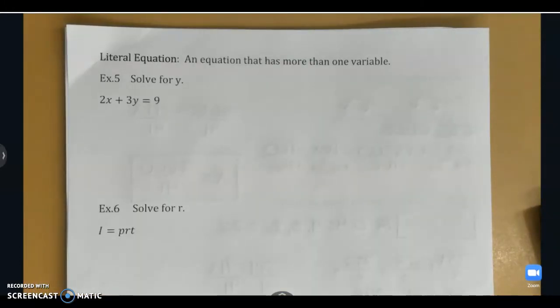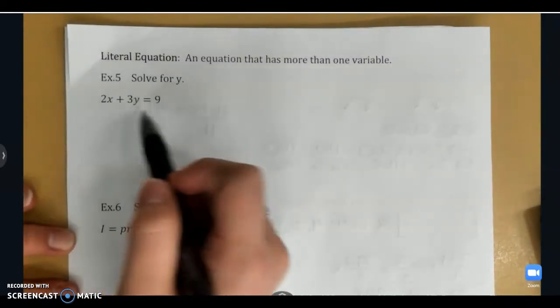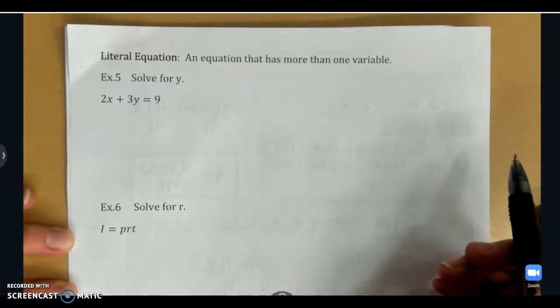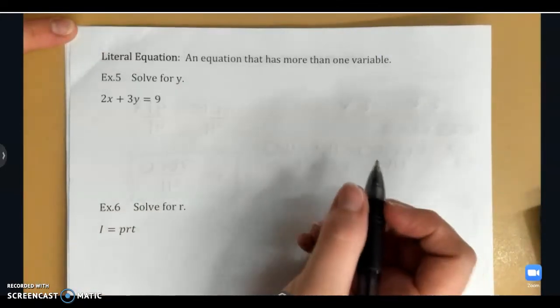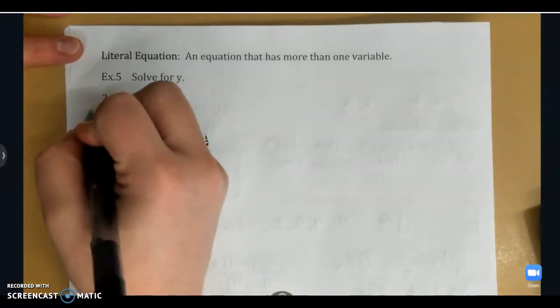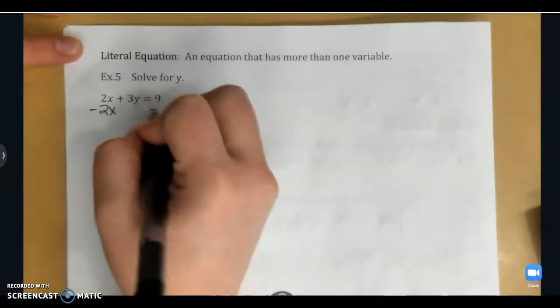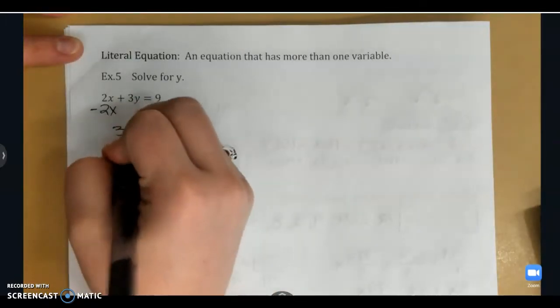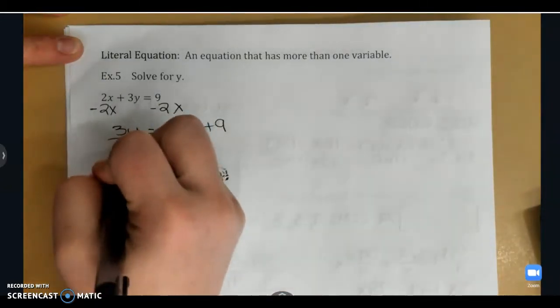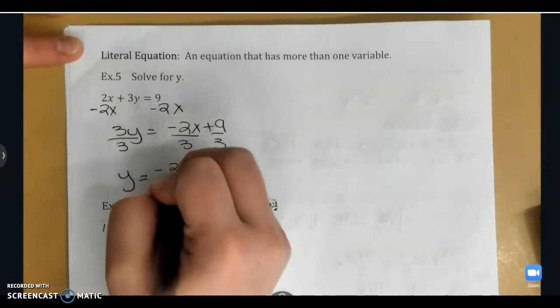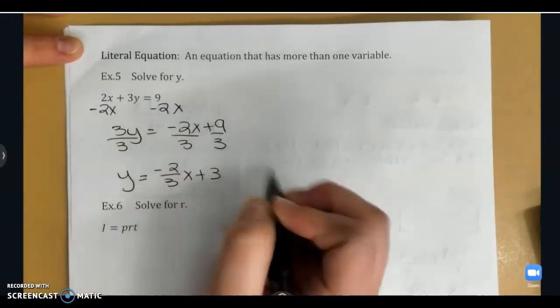on literal equations. So this is an equation that has more than one variable. When you're given a literal equation, you're going to be told which variable you're solving for. And that means you're going to get that variable by itself, just using algebra to isolate it. So starting with this first example 5, if I'm going to get y by itself, first I'm going to subtract that 2x. So 3y is equal to negative 2x plus 9. And then my last step is going to be to divide everything by 3. So y is equal to negative 2/3 x plus 3.